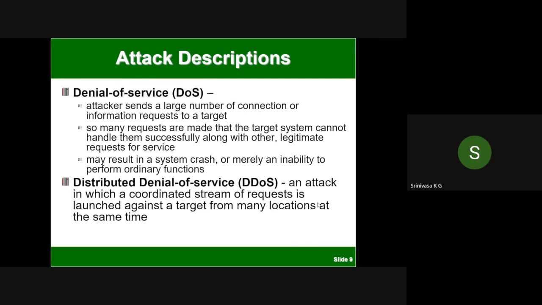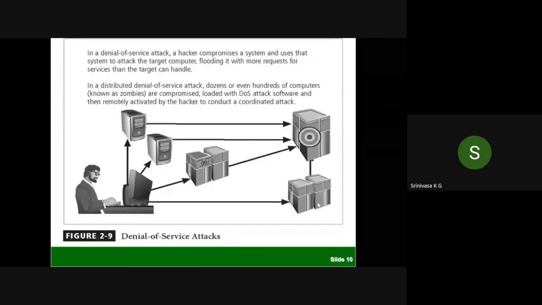Then what do you mean by distributed denial of service? It is an attack in which a coordinated stream of requests is launched against a target from many locations at the same time. So, in a denial of service attack, the hacker compromises a system and uses that system to attack the target computer, flooding it with more requests for services than the target can handle.